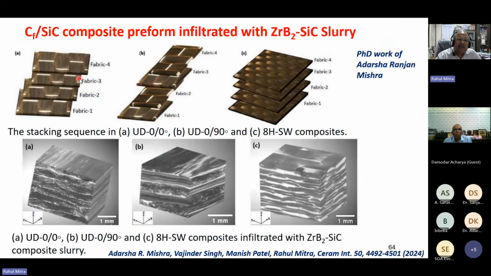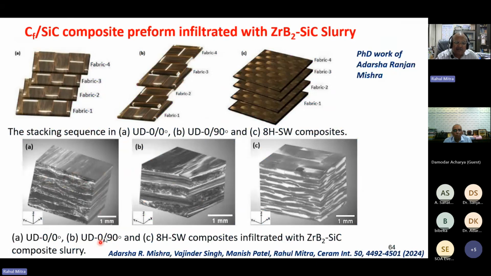So we have made fabric of carbon fiber, and then these have been coated with ZrB2-SiC slurry, put together, and then hot pressed in the hot press. And these have been prepared. There are unidirectional carbon fibers, which is 0, 0.